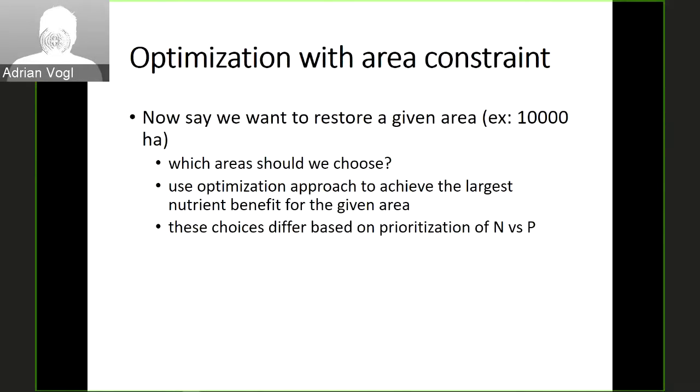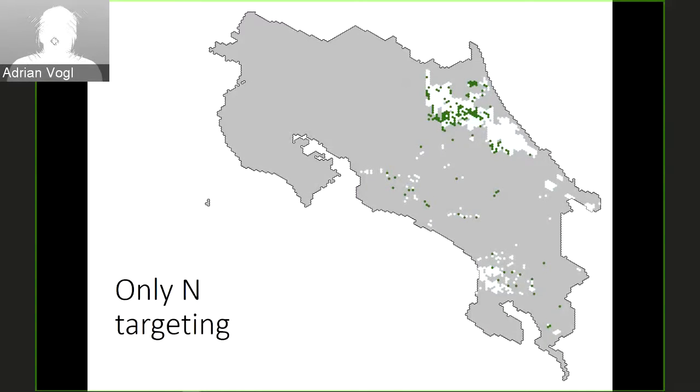So the next step was, given that information, what if we say we can't restore all of the bananas, we actually can only do 10,000 hectares. So which areas should we choose? We use this optimization approach to identify the places where we can achieve the largest nutrient benefit for the given area, and looked at both nitrogen and phosphorus and how that differs. So this is the constrained scenario. If we only look at nitrogen, the areas in dark green are the 10,000 hectares that are highest priority. Whereas if we look at phosphorus, then this is the 10,000 hectares of highest priority.